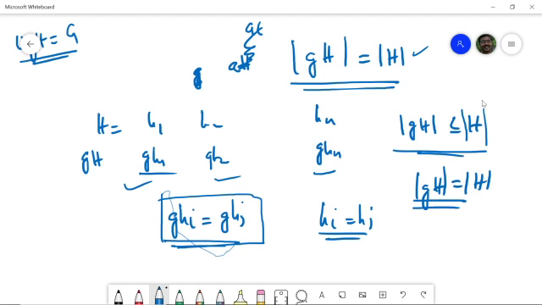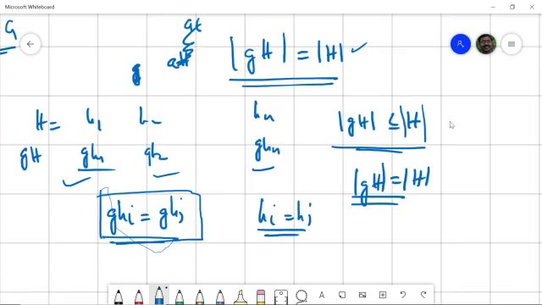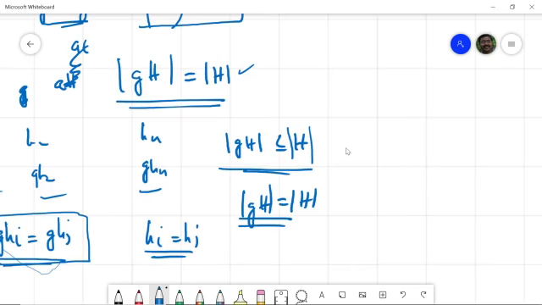Okay, so this is a very important result from the case of finite cosets, another important result: the order of a coset is the same as the order of the subgroup.